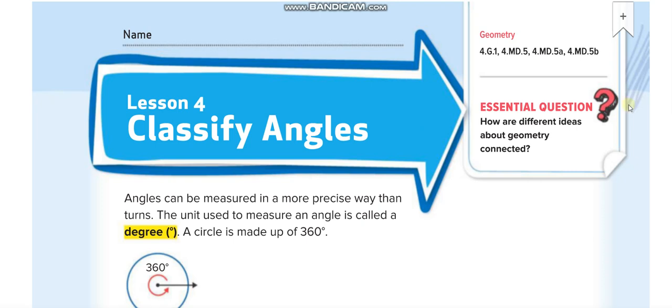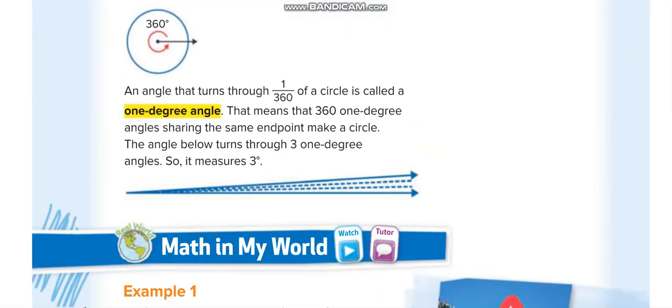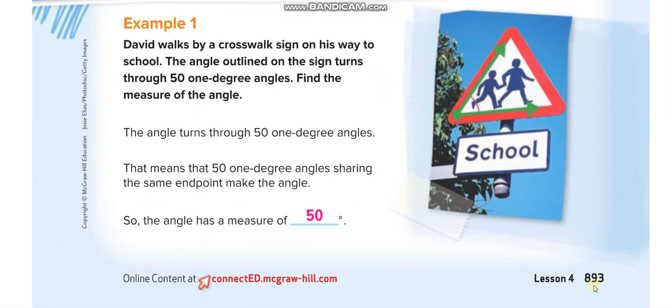Today's lesson is for grade 4, chapter 14, lesson 4, classify angles, and the page number is 893.